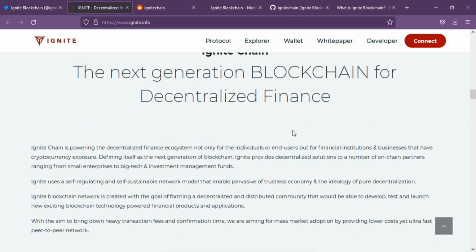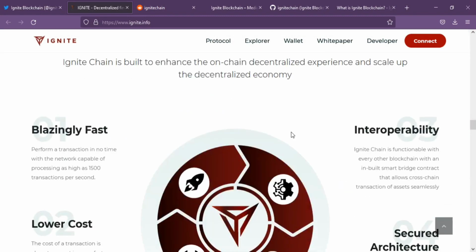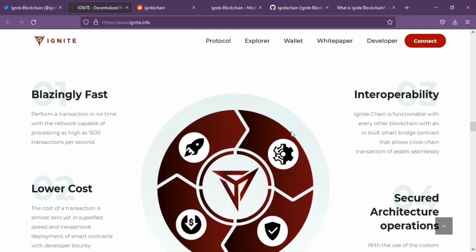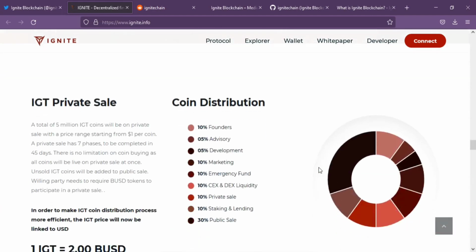Isn't it so interesting? So, now, have you heard or guessed about the features they will provide? They will provide many features, like it is blazingly fast, and it has interoperability, lower cost, and secured architecture operations also.